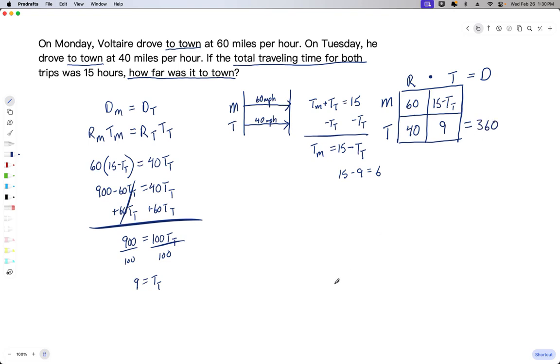That's my distance. And the other thing, since it's a good idea to check your work, we know that they're supposed to be equal distances. So if the time on Monday is equal to 6, we can check it. 60 times 6 is also 360. So the distances are equal, and we did the math correctly. This is going to be your answer. How far was it to town? 360 miles. You just have to type in the number. Next problem.